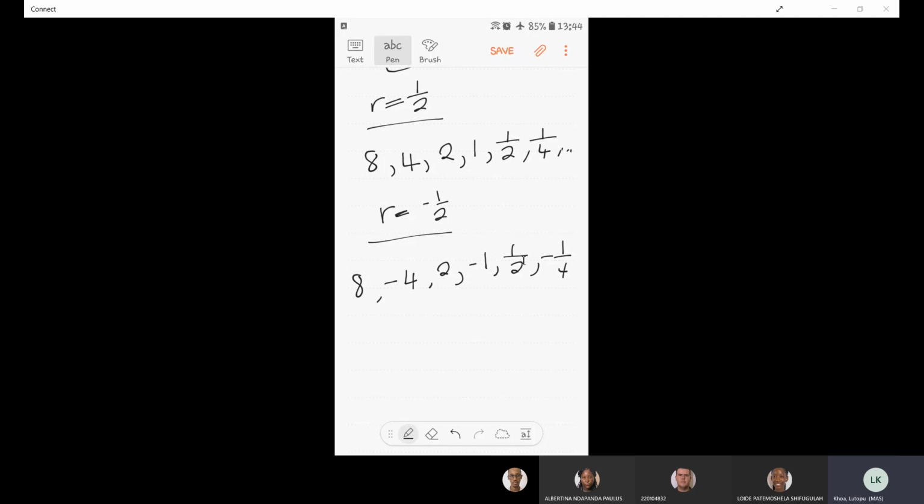Okay, sorry, my a is not right. So if r is equal to negative a half, it means my a is negative 8. So I have negative 8, positive 4, negative 2, positive 1, negative a half, and then it continues in that manner. So when r is equal to negative a half, then this means that a is equal to negative 8.